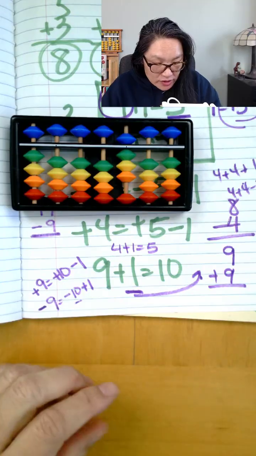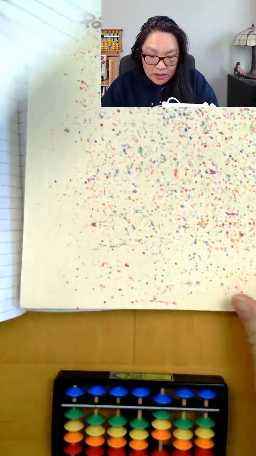Okay. So Ethan's question is 19 minus 7. All right. So 19 minus 7.